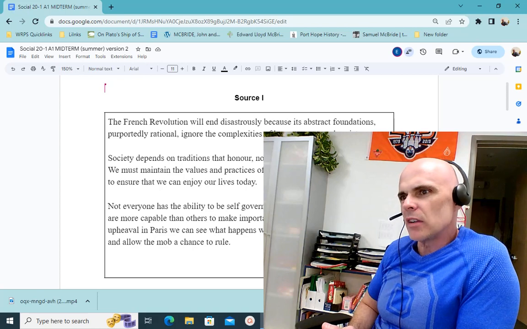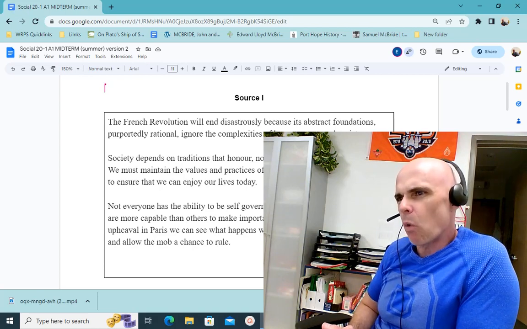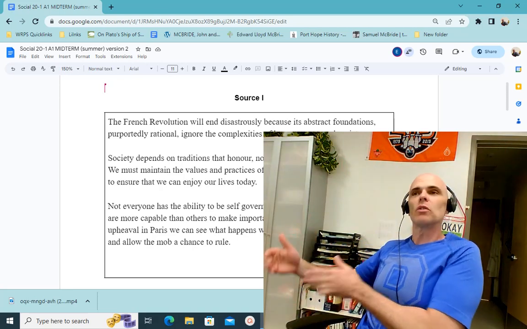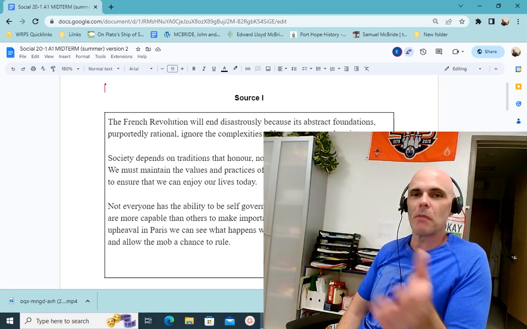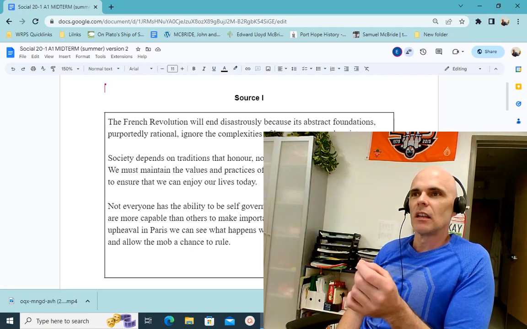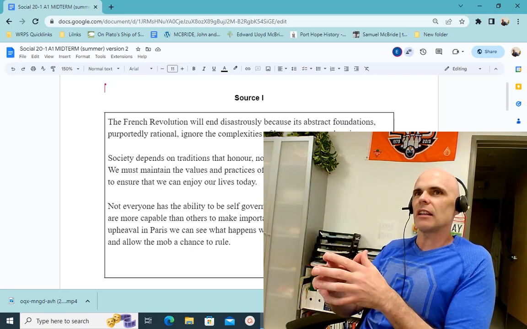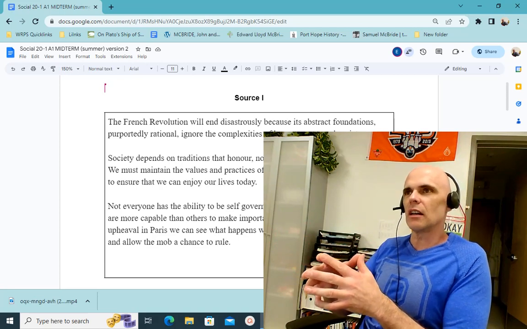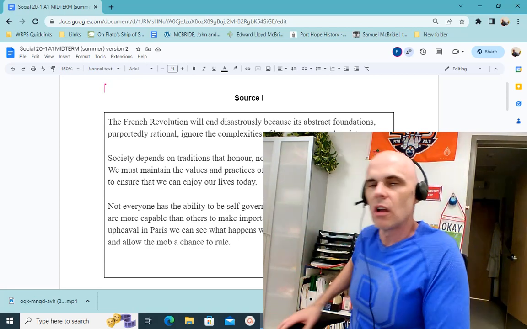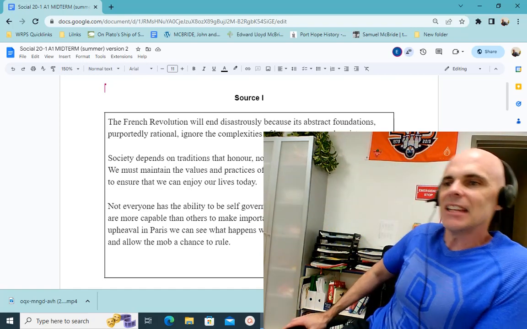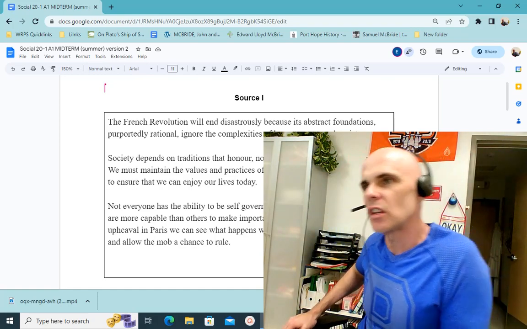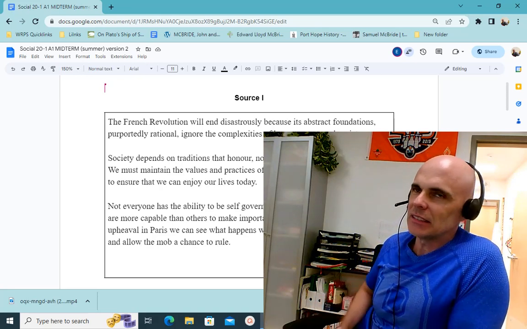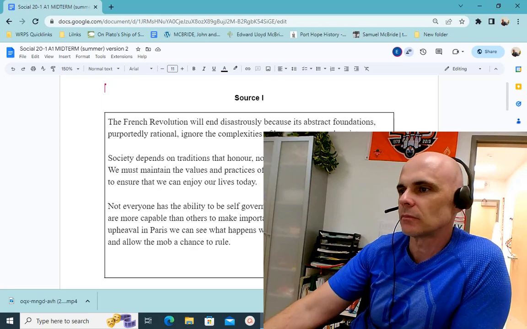There are some among us who are more capable to make these important decisions. Look at the upheaval in Paris. Now, interesting to note, as we may know, Burke himself was a member of a representative democracy. He's not an absolutist. He is not a feudalist in true heart and mind, but he is a conservative, slow to change, and he's looking at the radicalness of the French Revolution and saying, this is too much.